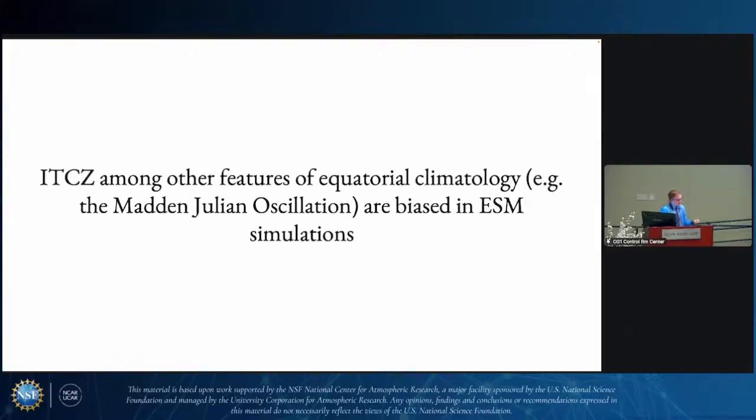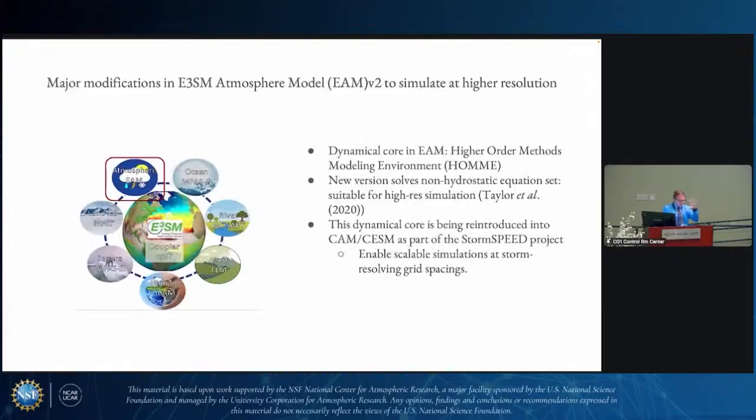without further ado, the Intertropical Convergence Zone, or ITCZ, is among the features of equatorial climatology, including the Madden-Julian oscillation, that have had long-standing biases in Earth system model simulations. And the work that I'm talking about today originated in the Department of Energy's E3SM atmosphere model, where in the second version of their model, they introduced a new version of the dynamical core. The dynamical core solves the resolved fluid motion.